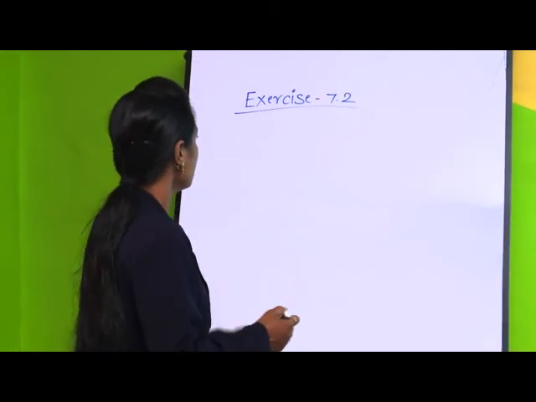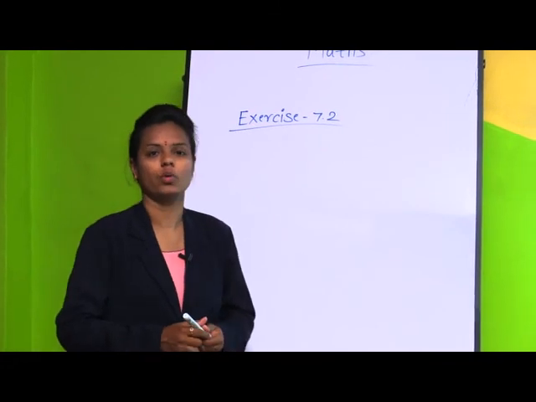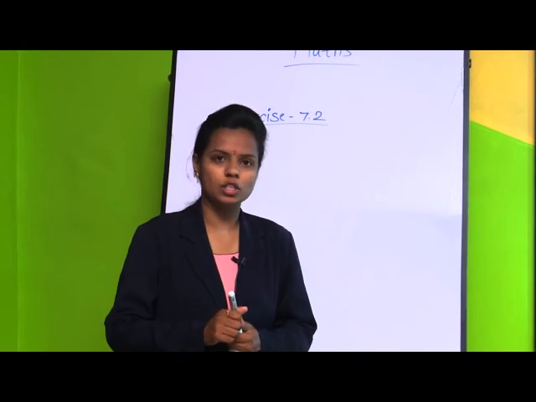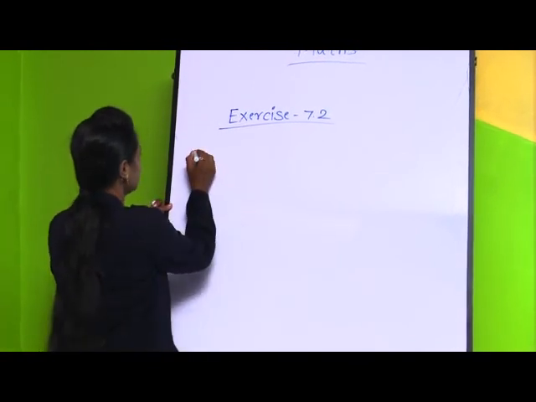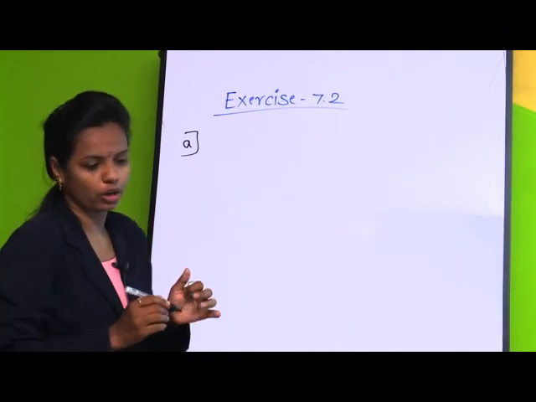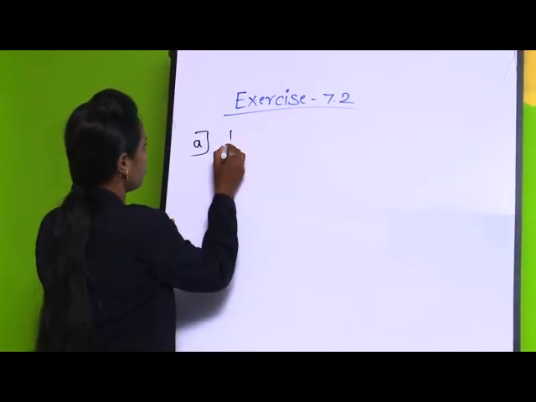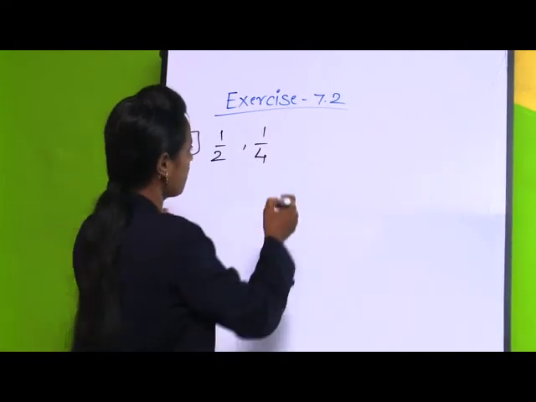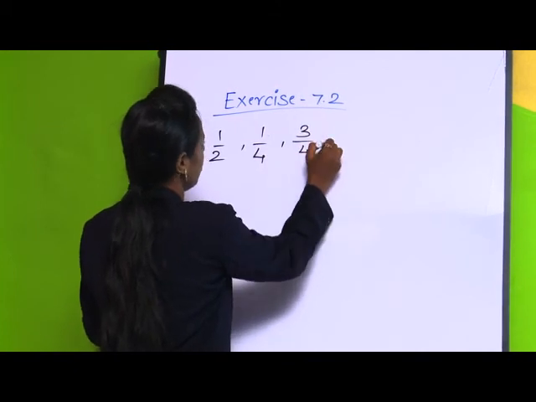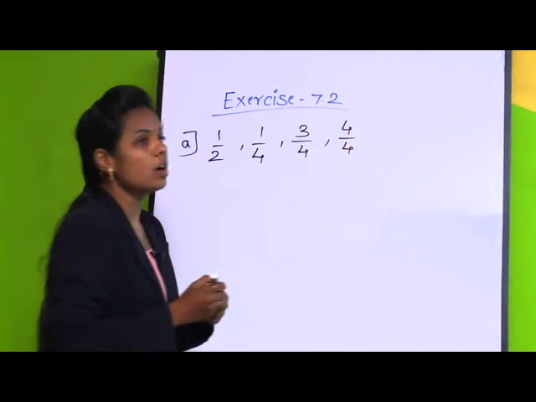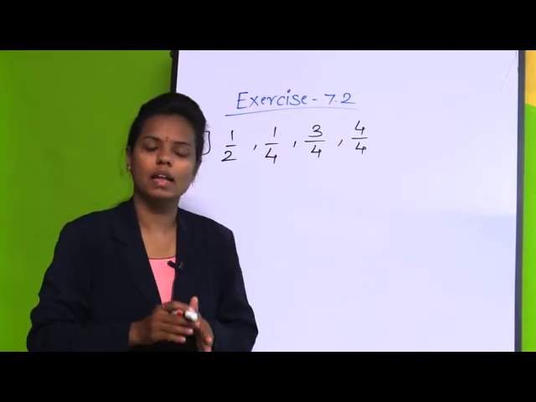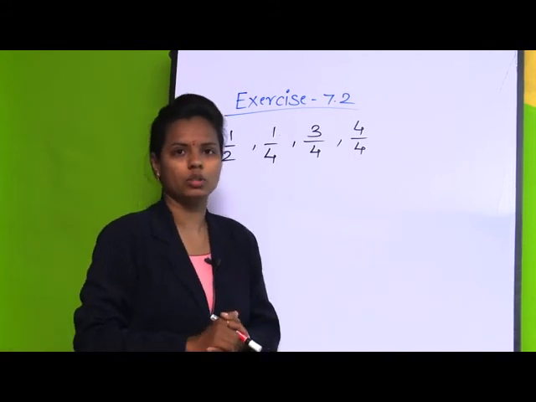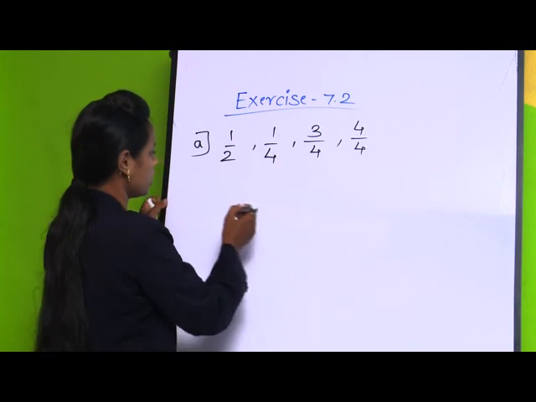Now we have exercise 7.2 and the first question is: draw number lines and locate the points on them. We have to draw the number line and locate the points on it. So 1 by 2, 1 by 4, 3 by 4 and 4 by 4. So we have to draw the number line and then show these points on the number line. So let us draw the number line.